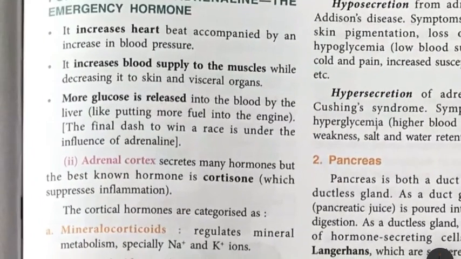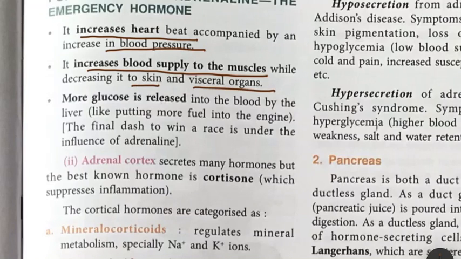Okay, now let's move to the functions of adrenaline, that is the emergency hormone. We already saw it increases the heartbeat accompanied by increase in blood pressure. It increases blood supply to the muscles, because now the muscles need more blood, because more blood means more oxygen supply. And it decreases supply to the skin and the visceral organs. Visceral organs means the digestive system, digestive organs. And more glucose is released into the blood by the liver.